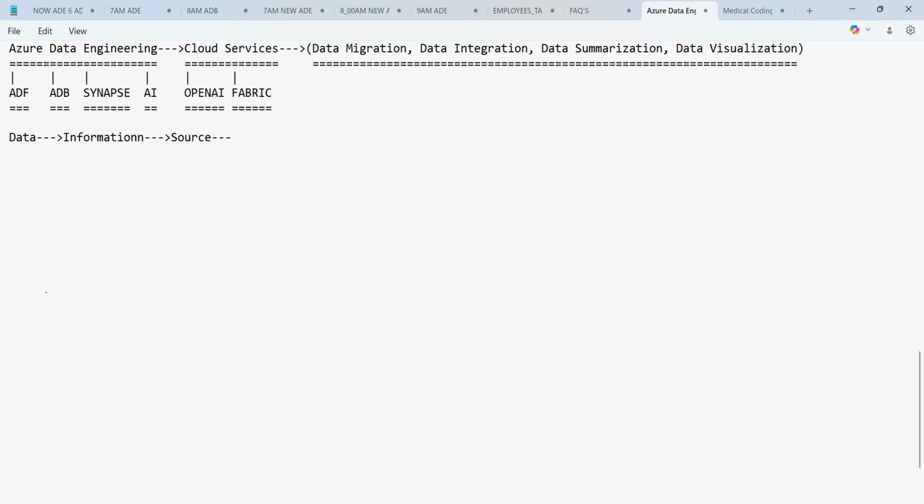What is the source, guys? These are all the sources. The following are the sources we can have. The first one is the social networking sites.